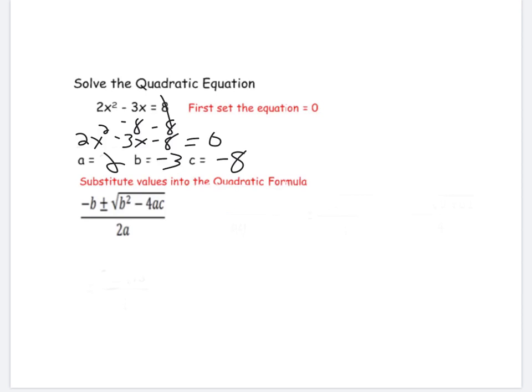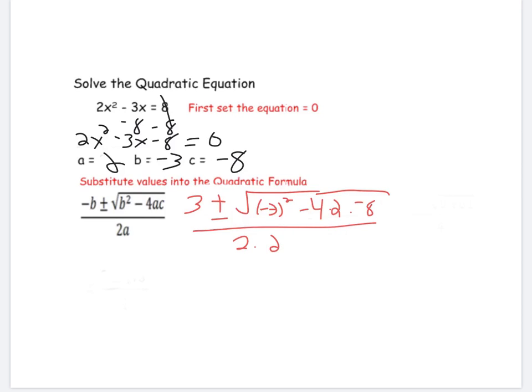So I can go ahead and substitute those values into my quadratic formula. So I'd have -3 for -b, so that would just be +3, plus or minus the square root of -3 squared, minus 4 times 2 times -8, all over 2 times 2. So if I start simplifying underneath the square root sign now, I would have 3 plus or minus the square root of negative 3 squared, which is positive 9, minus 4 times 2 times negative 8. And that would be over 2 times 2, or 4.